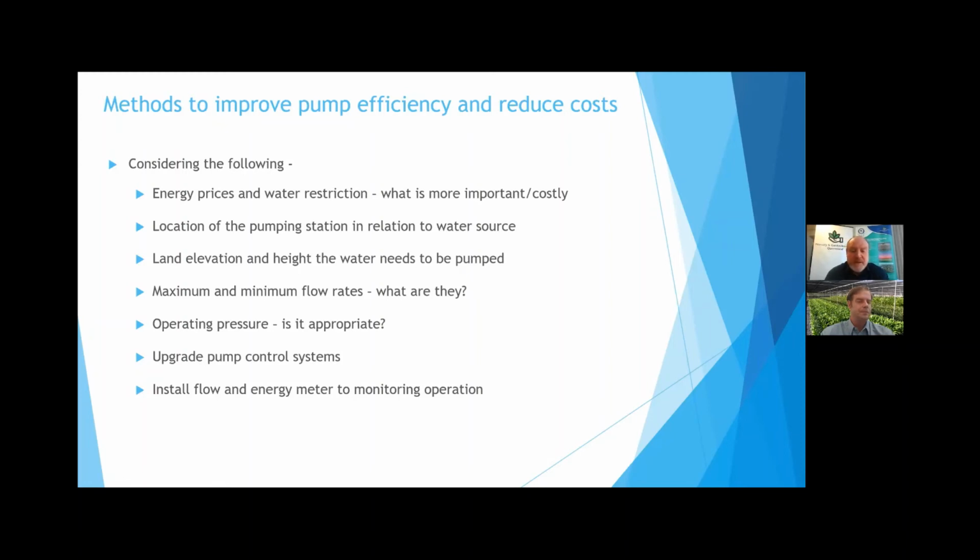Also, how is the system being controlled? What sort of monitoring mechanisms do you need in there so you can actually manage your system better? Sometimes putting in a more elaborate irrigation controller that gives you more feedback to what's going on can actually help you to tighten your scheduling, which will help to reduce the cost of pumping.